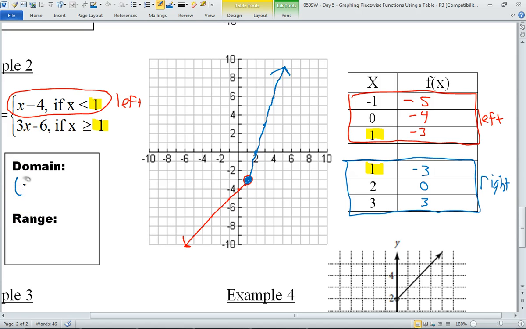Notice the domain and range are the same. They're both negative infinity to positive infinity.